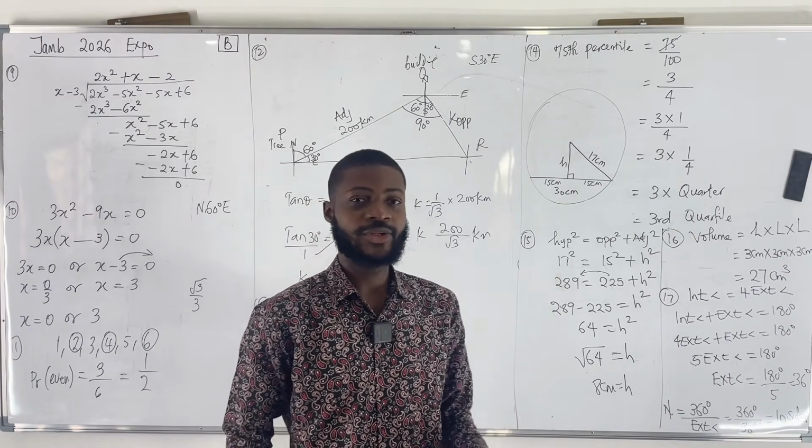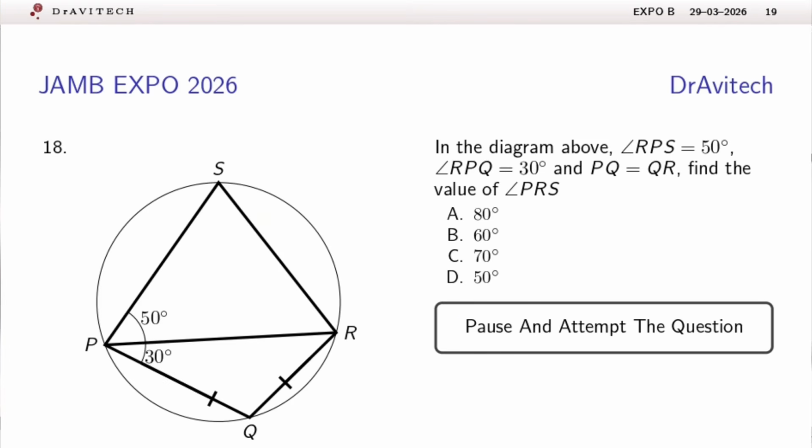Let's move on to the next one, question 18. Question 18 says, in the diagram above, angle PRS is equal to 50 degrees, angle RPQ is equal to 30 degrees, and PQ is equal to QR. You're asked to find the value of angle PRS.